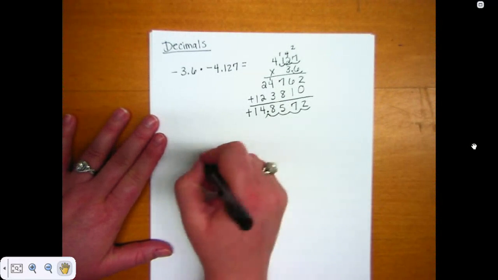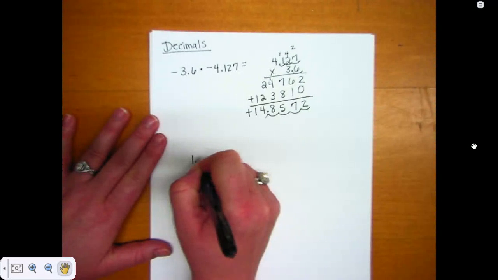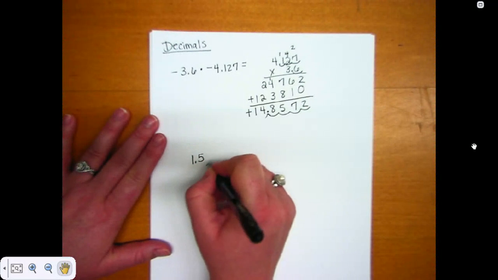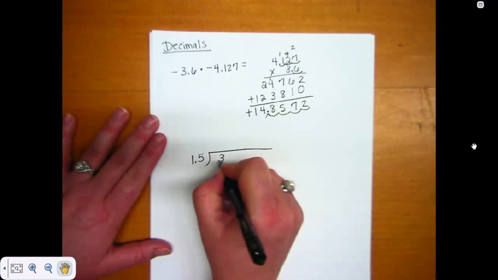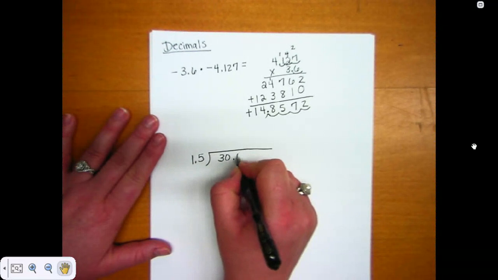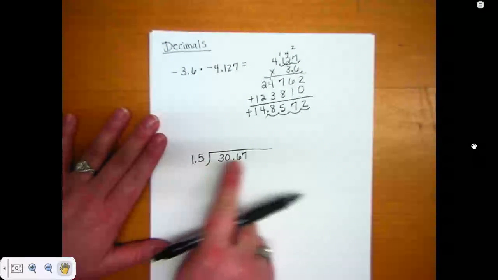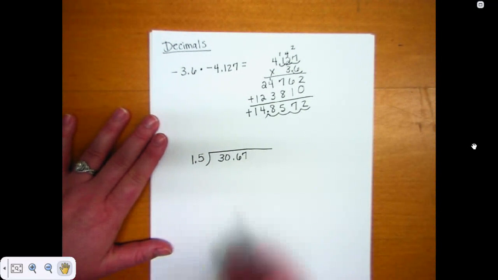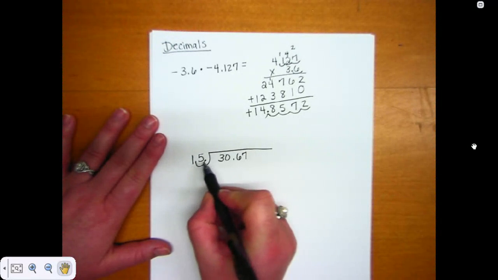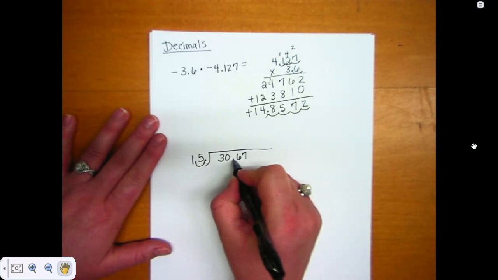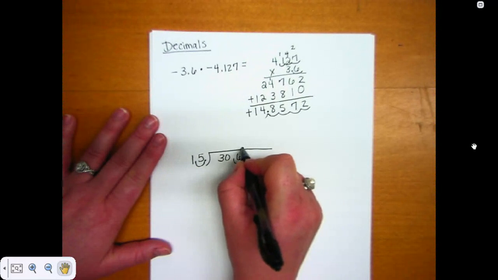Dividing decimals. So if we have 1.5, and let's say we're going to divide 30.67 by 1.5. So this says 30.67 divided by 1.5. The first thing I do is I'm going to move my decimal over one time. That makes this a whole number of 15. And I'm going to move this decimal over just one time because that's what I did to the outside. Go ahead and bring your decimal up.